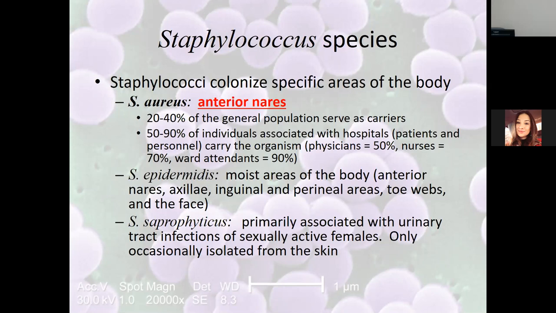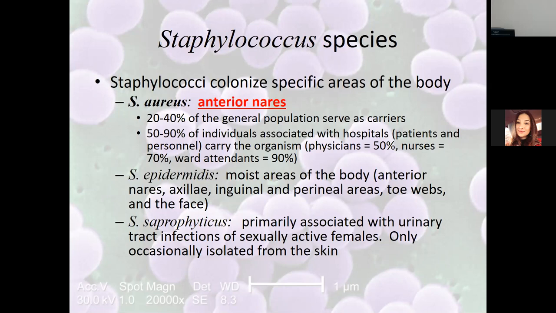Another one is saprophyticus. Usually we see that with urinary tract infections. I didn't set this one up, so we're just going to go here. We've got these two players. We've got 10 plates downstairs, 1 through 10. Some of you have staph aureus, some of you have staph epidermidis, and you'll know when you get down there and start looking at them, because we're going to tell you some features of this one that this one doesn't have.